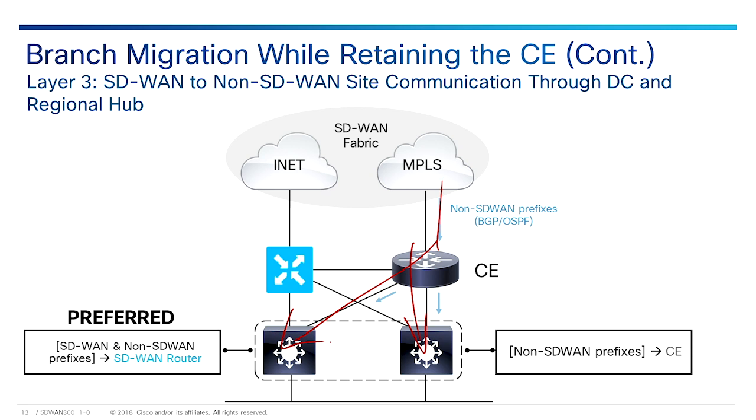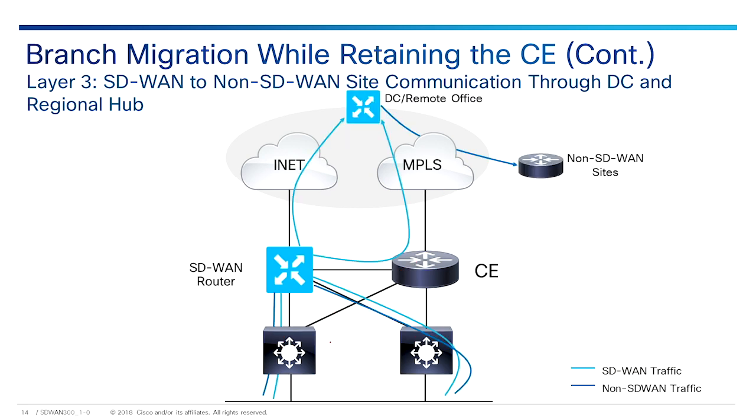The SD-WAN router should be preferred even for the non-SD-WAN prefixes. The SD-WAN router routes traffic to the non-SD-WAN through the data center in this example. The resulting traffic is always going to go through the SD-WAN router as a primary path. The SD-WAN router follows the SD-WAN policy to send traffic through the transport networks to the data center, and non-SD-WAN traffic is sent from the data center to the MPLS site.